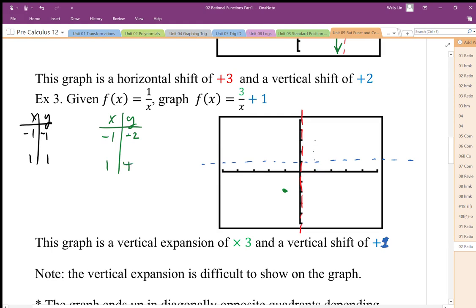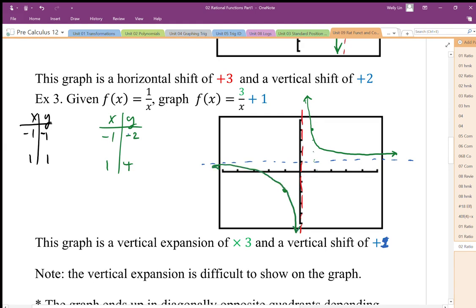1, 2, 3, 4. Okay, and this represents a 3 times expansion, because normally it was 1 up from the middle, but now it's 3 up from the middle. So now it's going to go through that coordinate there. So then I have my reference points. I can sketch that in. There is a symmetrical point over here, which we didn't show, but it does exist.